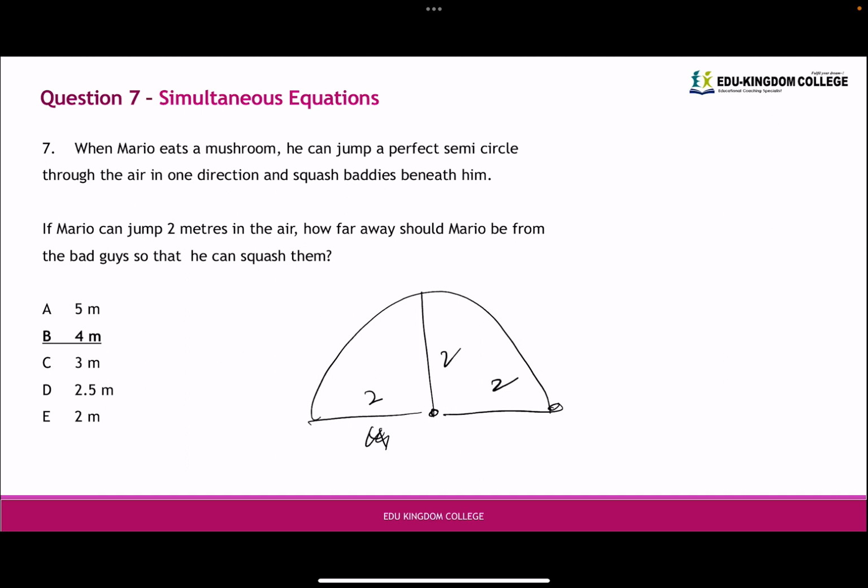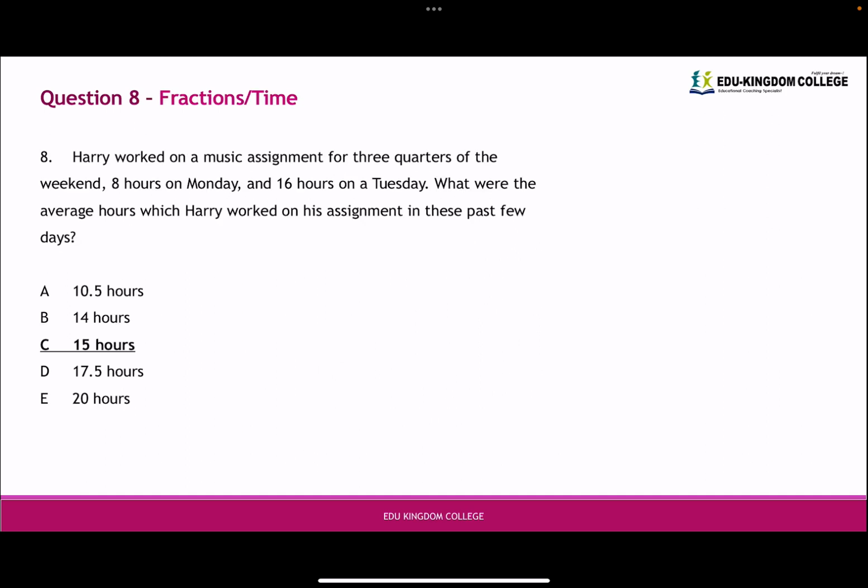So it's a radius, okay, it's a semicircle, so everything here is a radius, which means that he needs to jump 4 meters to go from point A to point B, where the bad guy is, okay? So he needs to jump 4 meters, or jumps 4 meters away.